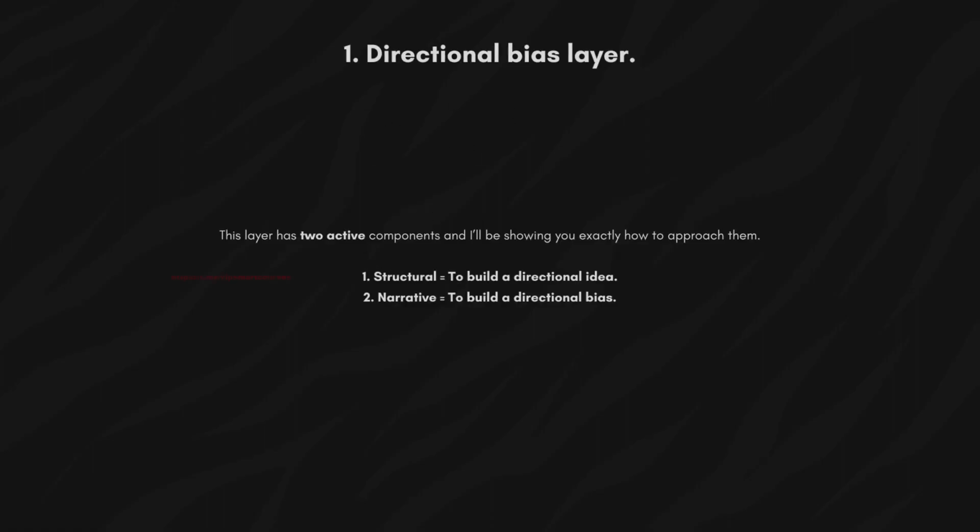First of all, let's dive into the first layer, which is the directional bias layer. Now this layer has two active components. The first one is the structural component, where we build a directional idea. Okay, it is used to build a directional idea. And then we have the narrative component where we refine that directional idea into a clean and objective directional bias. Okay, now let's move on to the next slide and let me give you the step-by-step procedural framework for determining structure and building a directional idea.